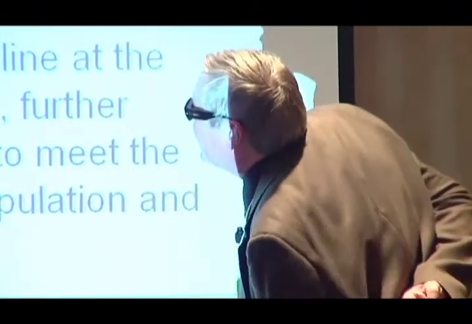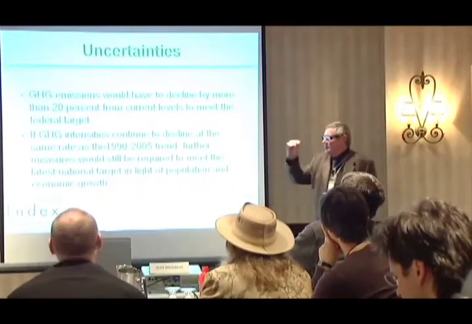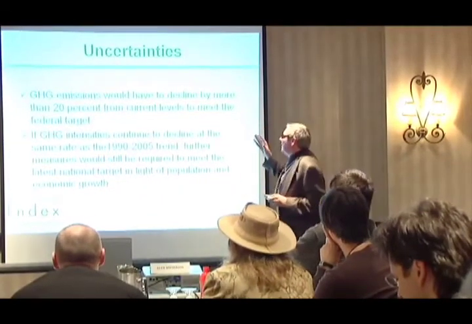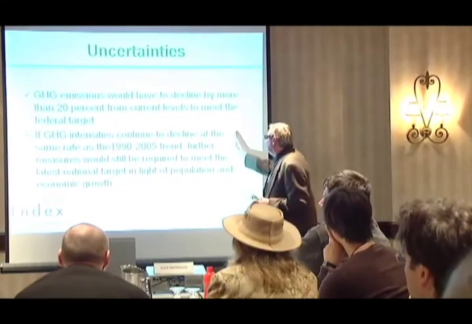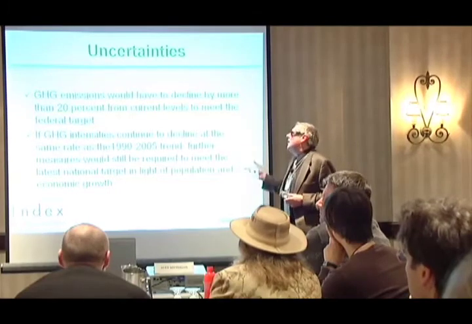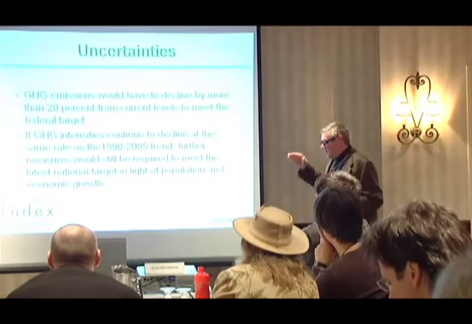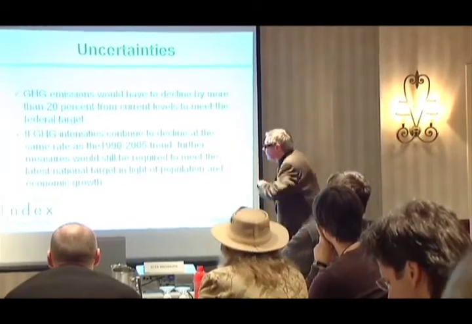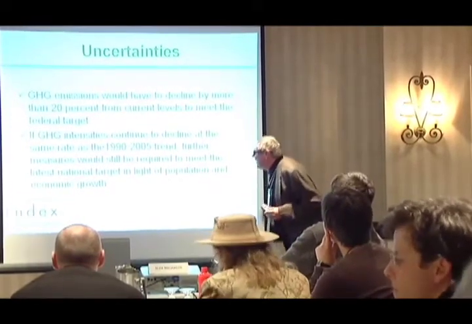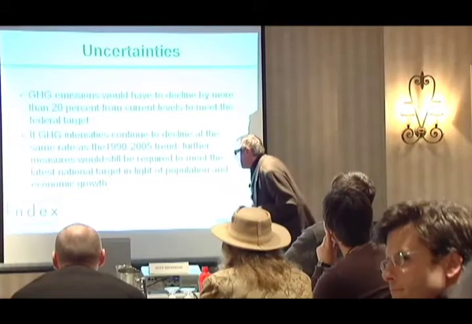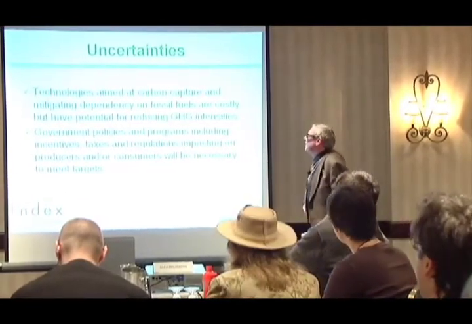So the uncertainties: we need to get down to 3% below 1990. We almost have to come down about 20% from where we are now. Okay, and what I did was an ARIMA projection, saying, well, if greenhouse gas intensities continue to decline at the rate that we've observed from 1990 to 2005, are we going to get there? And no, we still need to go a little bit more. But there are more things on the horizon to help us get there.